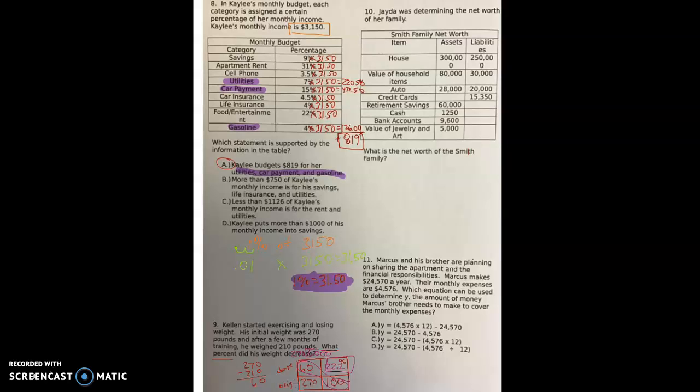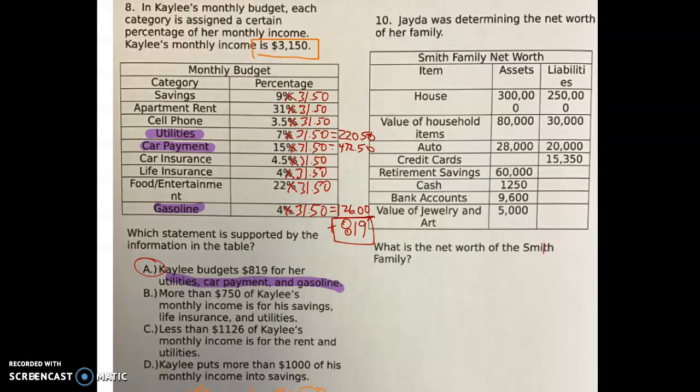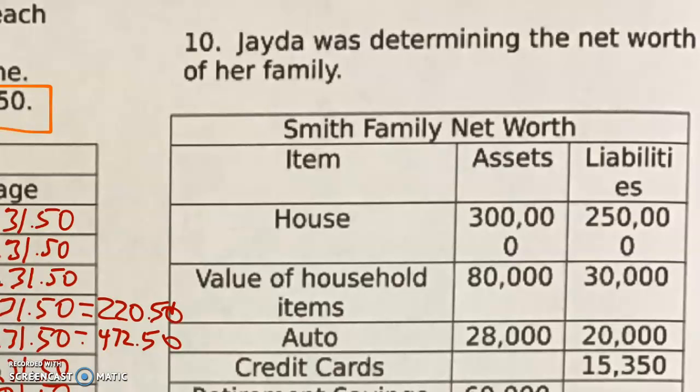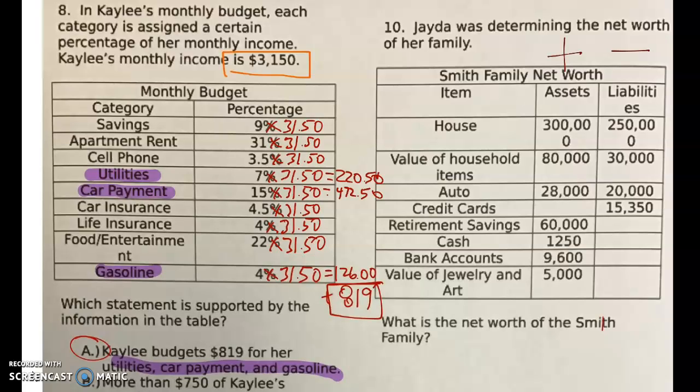All right, number 10. Jada was determining the net worth of her family. What is the net worth of the Smith family? So remember, assets. We talked about this a bunch in class. It was a good day in class. Assets are positives. Liabilities are negatives. So net worth means what's the difference in those two? What's the difference in your assets and your liabilities?